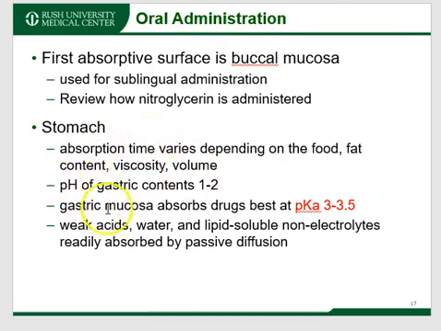The next major site of absorption is the stomach, of course, and the absorption time is going to vary depending on the amount of food, the amount of fat, the content of the stomach, whether it's an empty stomach or a full stomach, of course, the viscosity and so forth. And the pH of the stomach can range from anywhere from 1 to 2, and we talked about the importance of having kind of an acidic environment, keeping those drugs in their slightly inactive state.